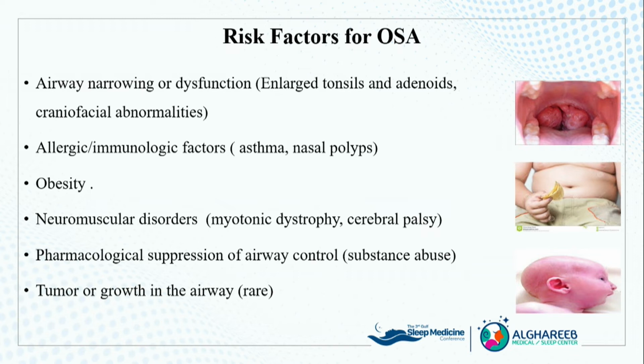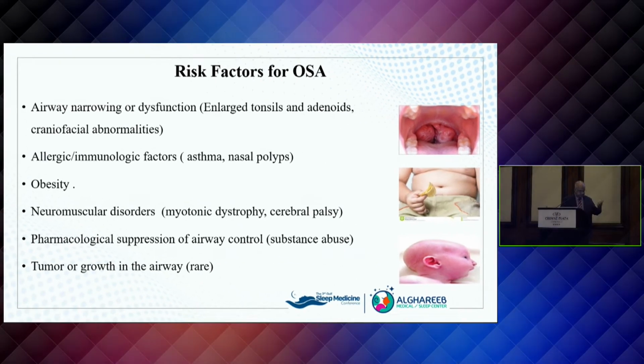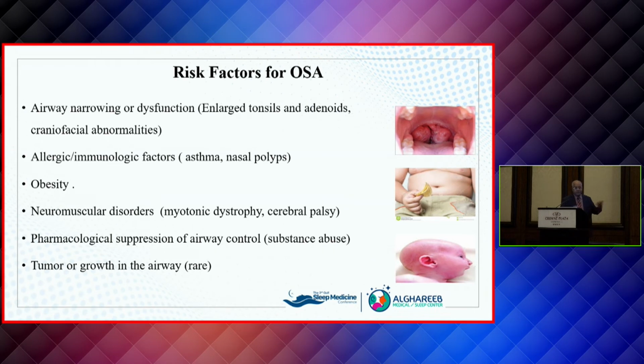Risk factors: airway narrowing and dysfunction. As we always said, big adenoids, big tonsils, craniofacial anomalies, and some syndromic children, such as Down syndrome with the big tongue and so on. They need a special approach. Not only the tonsils, they have a huge tongue base.